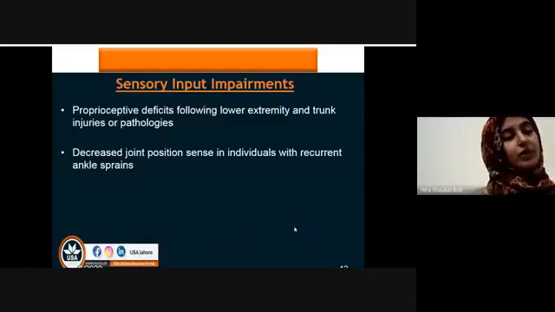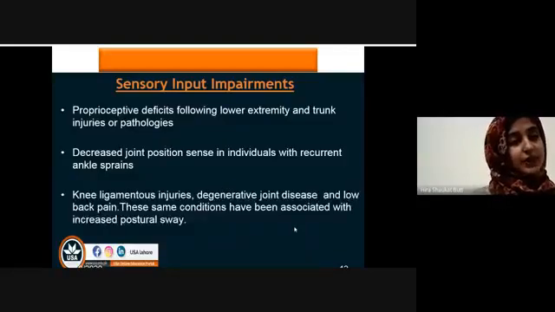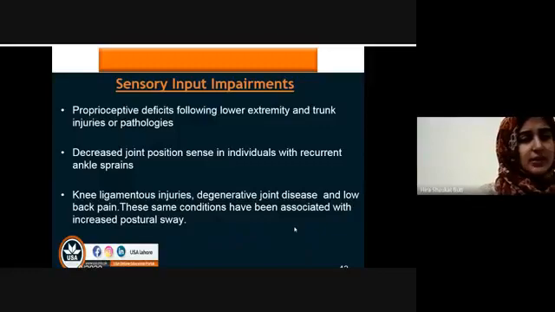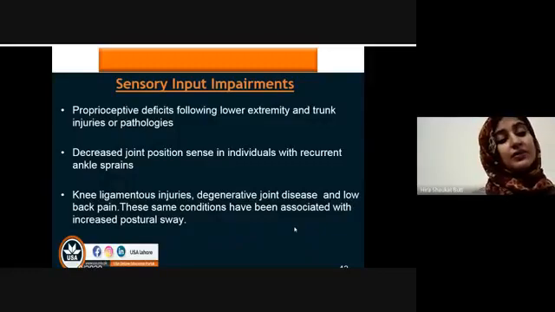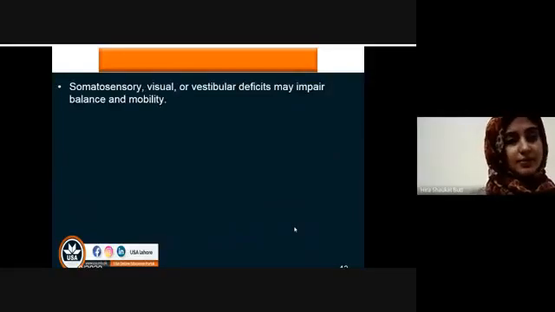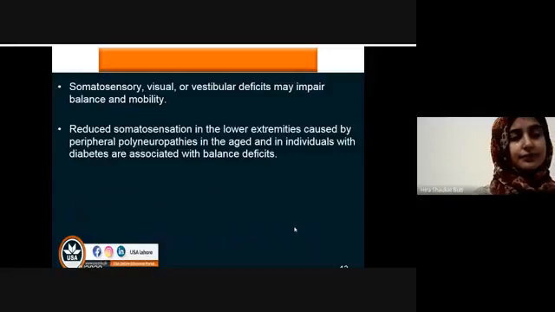That can involve decreased joint position sense in individuals with recurrent ankle sprain. That can be seen in patients with knee ligamentous injuries, degenerative joint diseases, and low back pain. And these same conditions have been associated with increased postural sway. Somatosensory, visual, or vestibular deficits may impair balance and mobility.